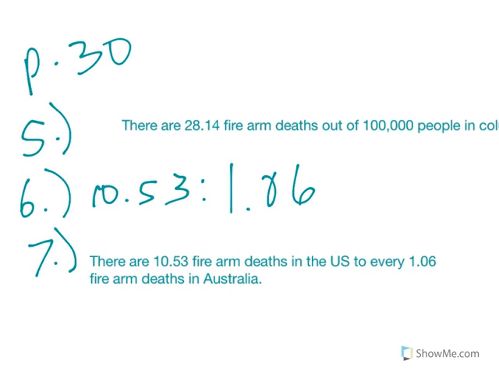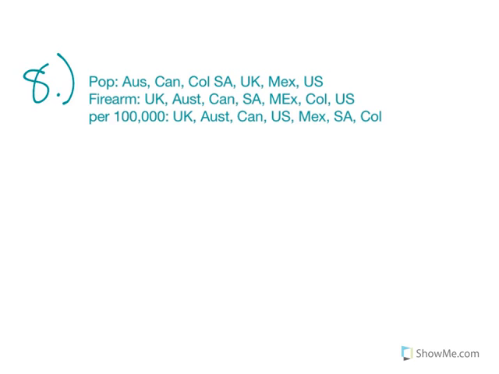You'll notice in 5 and 7 we've got statements, and 28.14 firearm deaths out of 100,000 people in Colombia. In number 7, there are 10.53 firearm deaths in the U.S. for every 1.06 firearm deaths in Australia. If you change that to be per capita, so you went per 1, your numbers might be a little off there. Same in number 6. You could have written those ratios in different ways. And then number 8 talks about putting them in order, least to greatest for the population, firearm deaths, and then firearm deaths per 100,000.